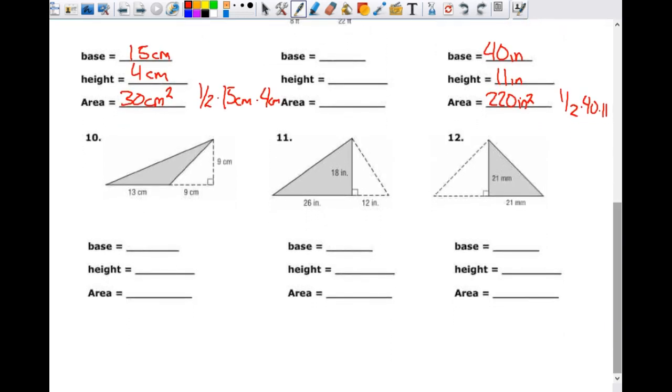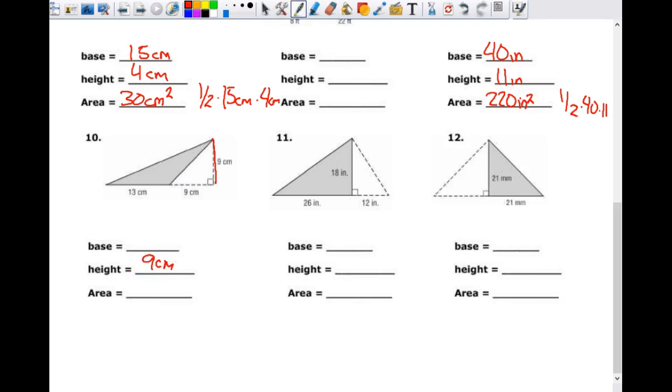Okay, number 10. Last one. This one, the dotted lines matter. Because there's no way we can do a perpendicular line here. Do you see that? Okay. This is the height right here. So we know the height is 9 centimeters.